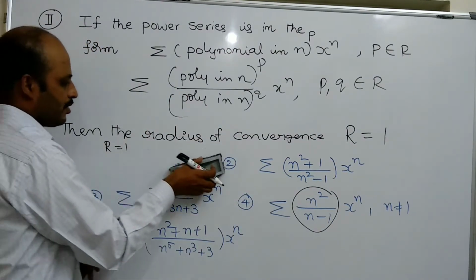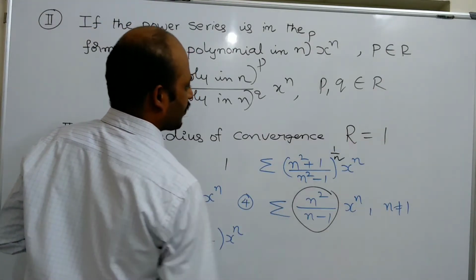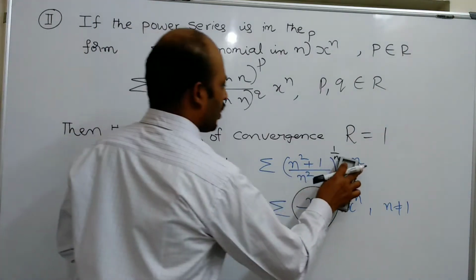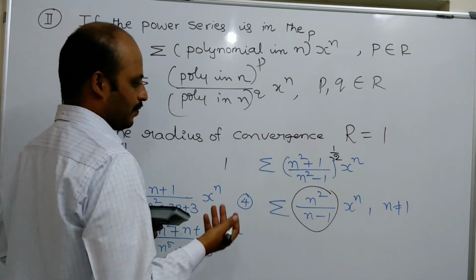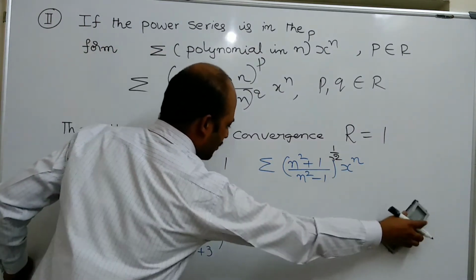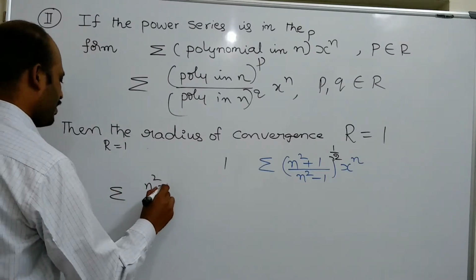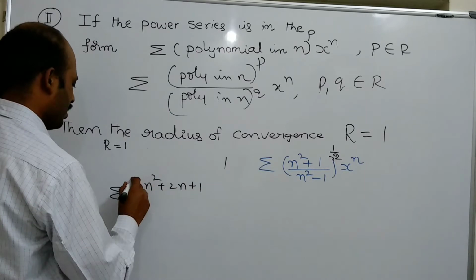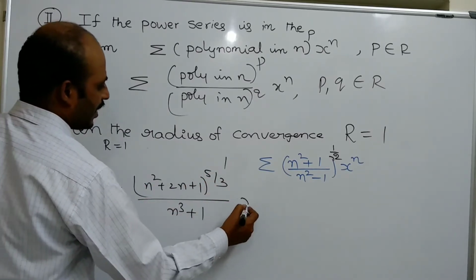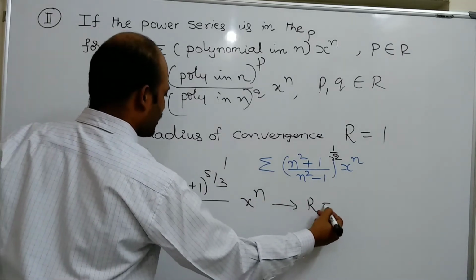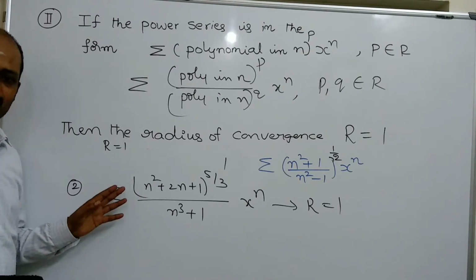Let us see some examples. n square plus 1 whole power 1 by 2. This 1 by 2 is clearly a real number. Let us see another example. Example number 2. Summation n square plus 2n plus 1 whole power 5 by 3 divided by n cube plus 1 into x power n. The radius of convergence is clearly equivalent to 1. The radius of convergence of this power series must be equivalent to 1.